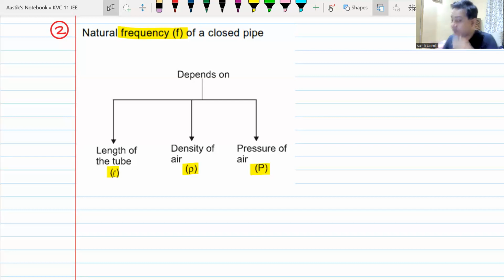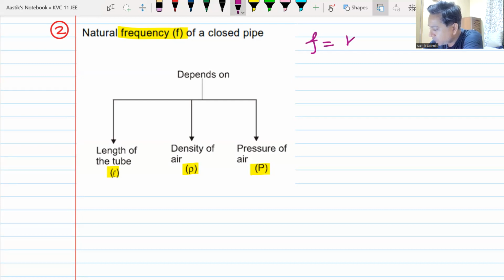Okay, I will start with step number 1. What is step number 1? All right, frequency f will be equal to k times, which is a number, I don't know, L raised to the power of x, L standing for length, rho raised to the power of y, rho standing for density, P raised to the power of z, P standing for pressure. Then I replace them by their dimensions. What is the dimension of frequency, my dear friends?